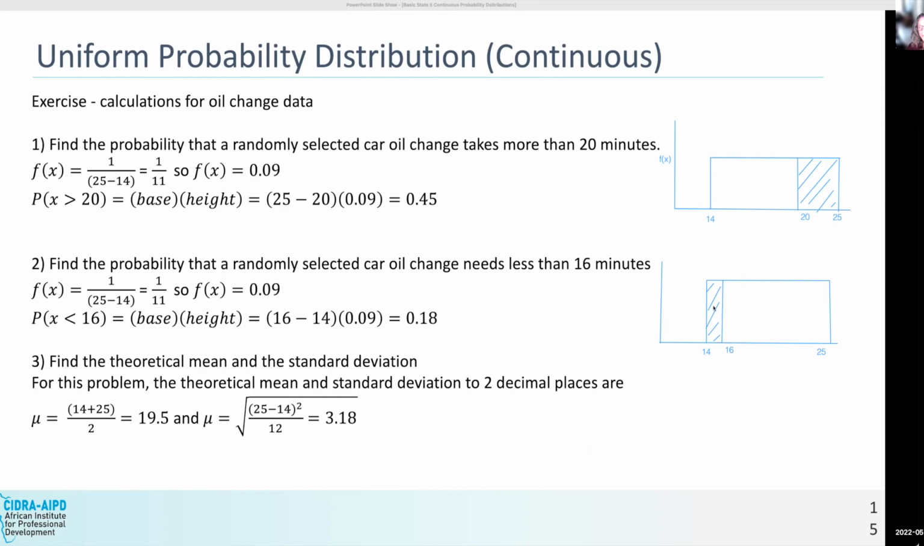Okay, so again, we're looking at a rectangle, and our f of x hasn't changed. That's still going to be 0.09 because that's calculated with the 25 and the 14, and that's the uniform distribution all the way across. So we're going to do 16 minus 14 times the 0.09, which gives 0.18, and as we would expect, it's a smaller number than the last one, and our probability turns out to be 0.18. And there we have it.